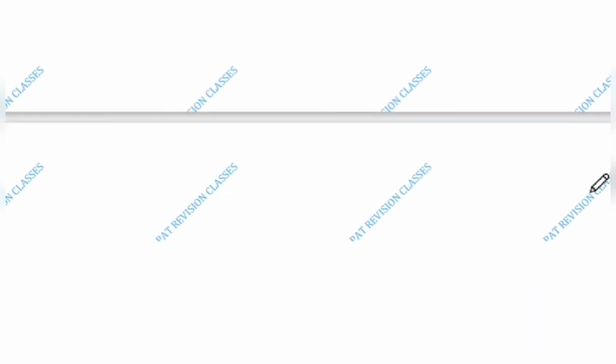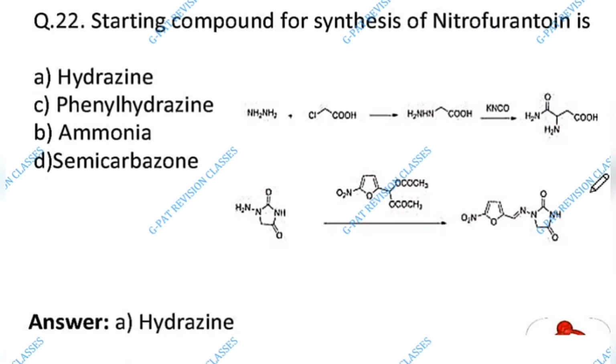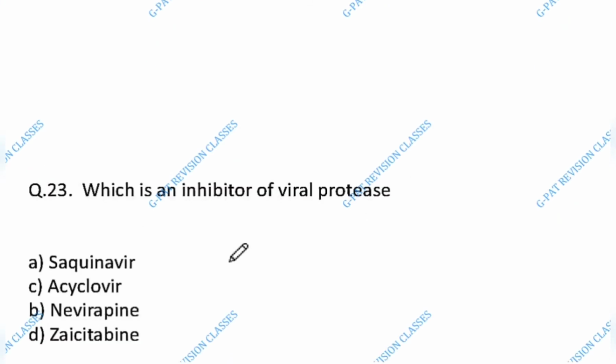Next is question number 22. Starting compound for synthesis of nitrofurantoin is hydrazine. The answer is A.